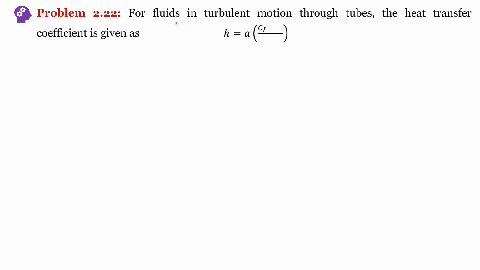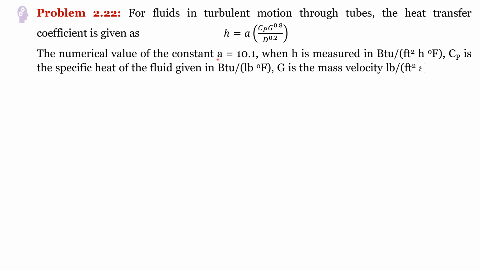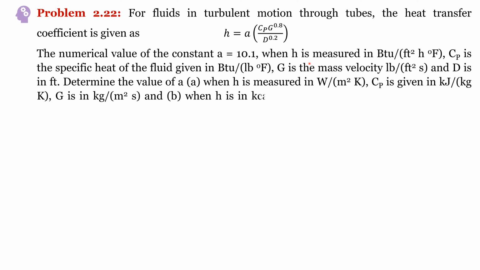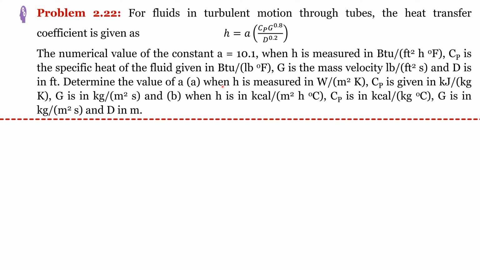Now problem number 2.22. For fluids in turbulent motion through tubes, the heat transfer coefficient is given, and the value of constant A is equal to 10.1, and the units of H, Cp, G and D are also given. So Cp is the heat capacity, G is the mass velocity and D is the diameter. Now find out the value of the constant when these units are expressed in some different units.